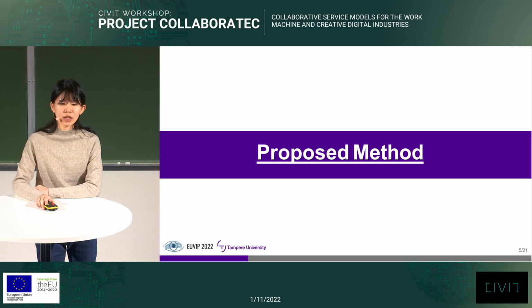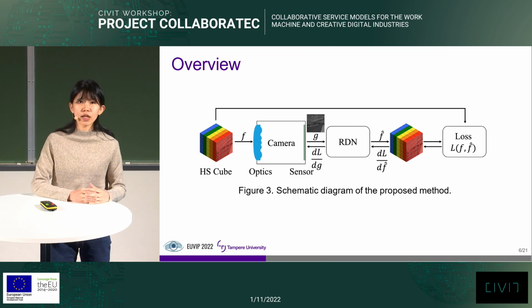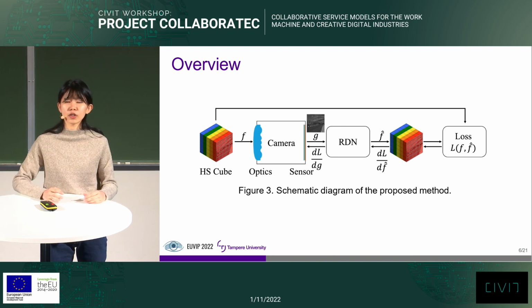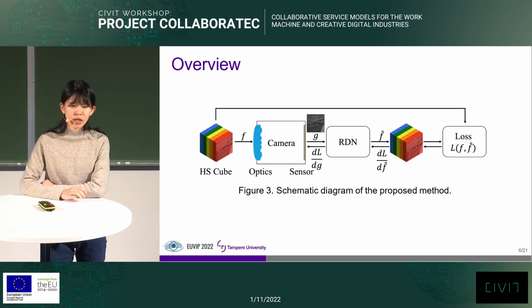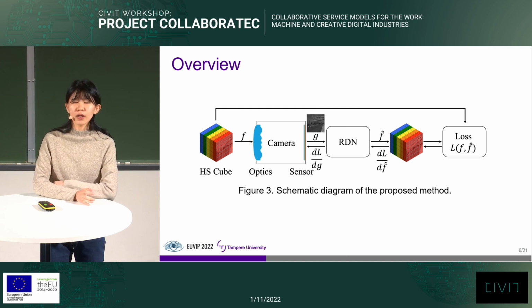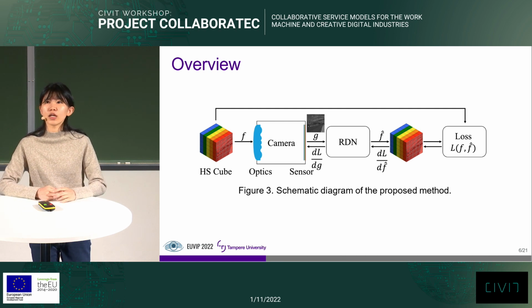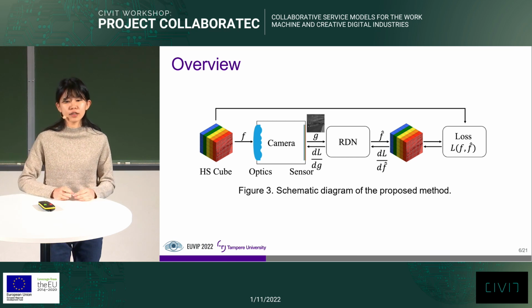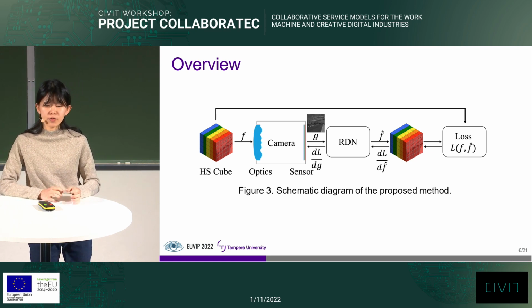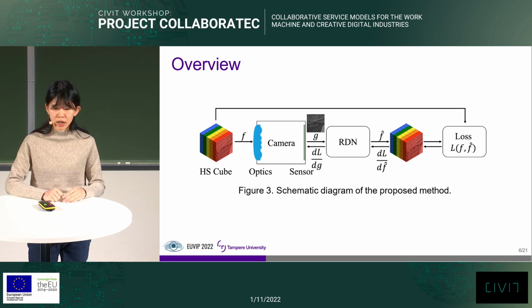So the proposed method uses a hyperspectral camera model with a diffractive optical element, which is very compact, together with a deep learning method, which is the residual dense net in this case. As you can see, there is the hyperspectral cube that we want to capture with the camera, and the captured image is a 2D image, which you can think of as a grayscale image, and then it will be reconstructed to the hyperspectral cube through the residual dense network.